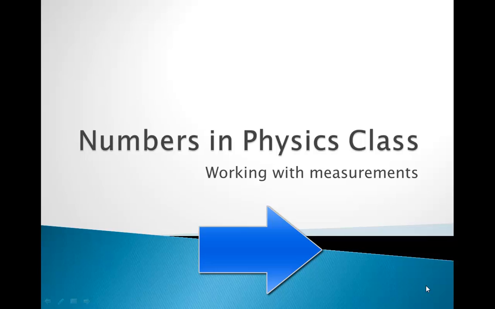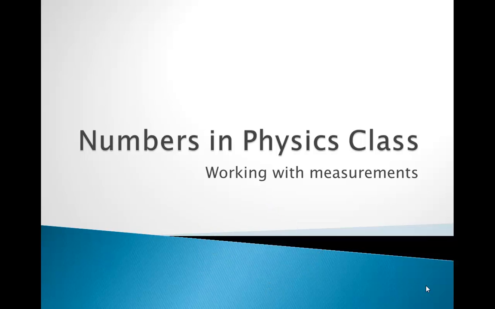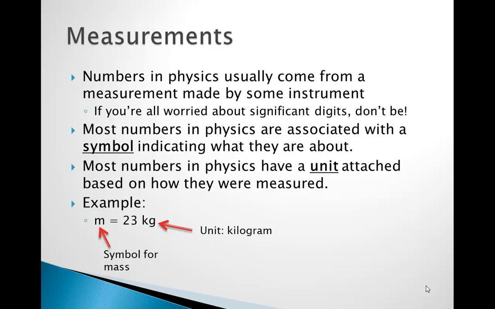This introductory video is about how we use numbers in physics class. Where do numbers come from typically in this class? Well, most of the time a number comes from some type of measurement. We use some kind of instrument to measure something, and so in this class, numbers are used all the time.